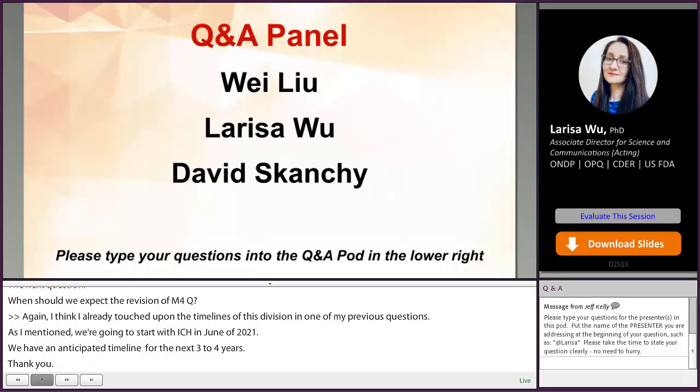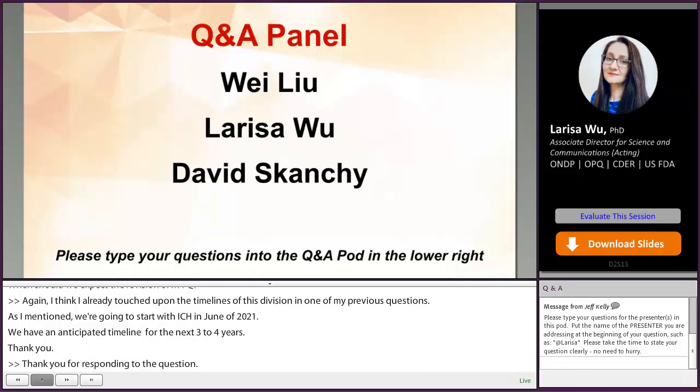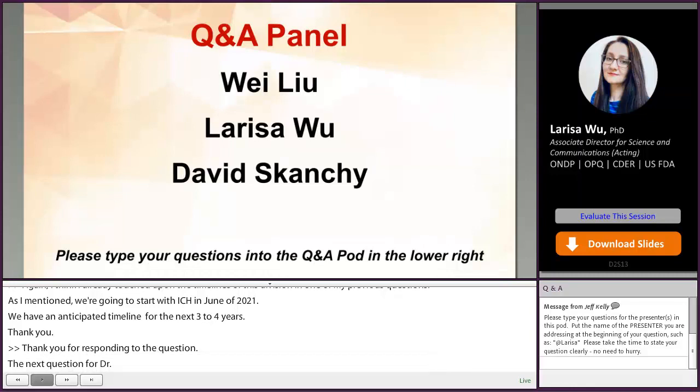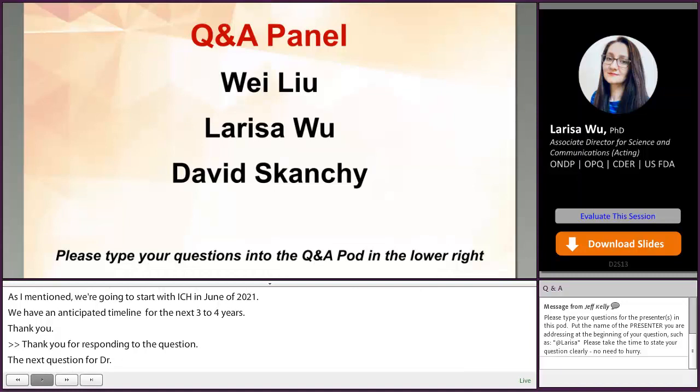Any thoughts on the timing for updates to M4Q and industry subsequently having to submit in template format? Will this be in addition to the existing application requirements, or is it a replacement?